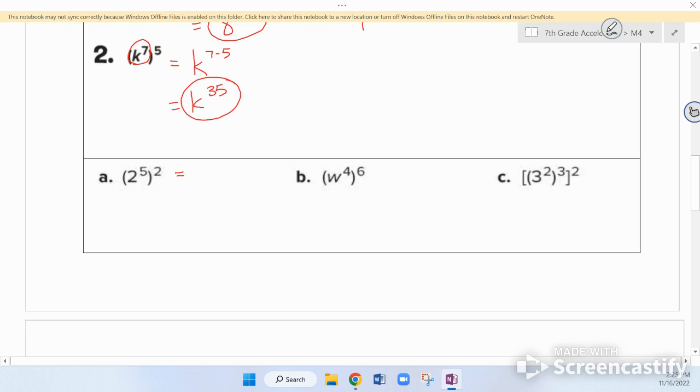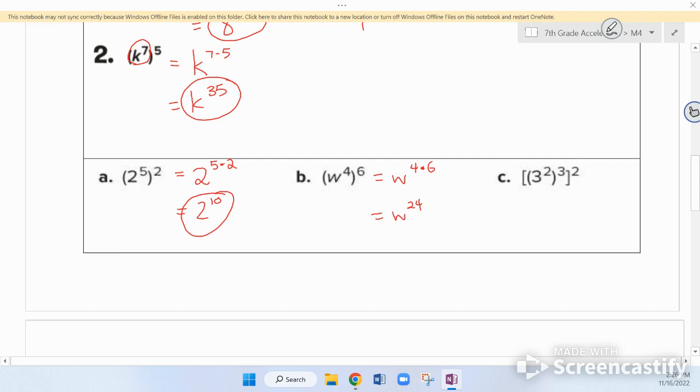All right. Keep the base. Multiply the exponents. And that gets me 2 to the 10th. Keep the base. Multiply the exponents. That gives me w to the 24th.